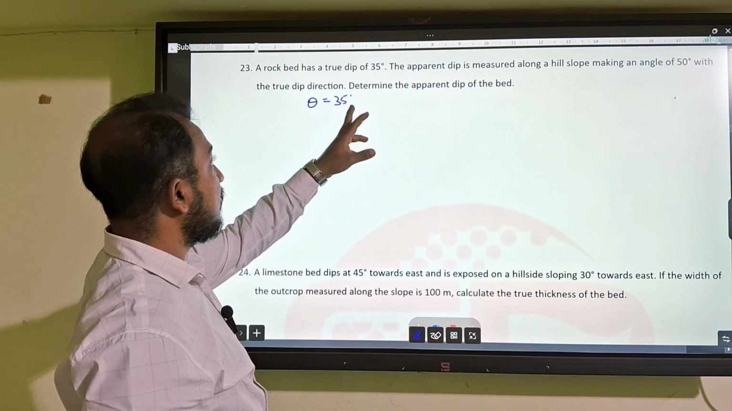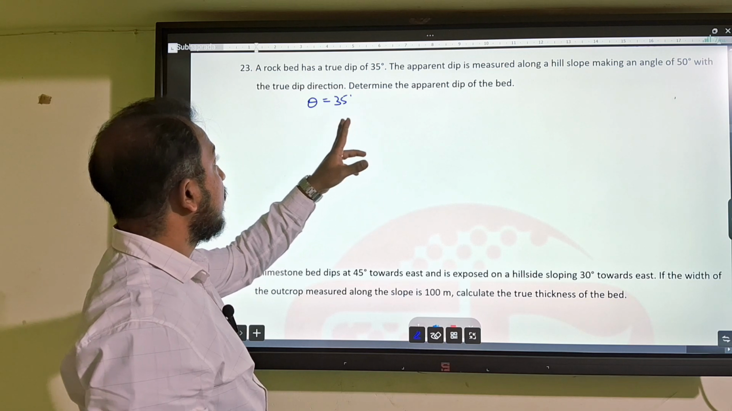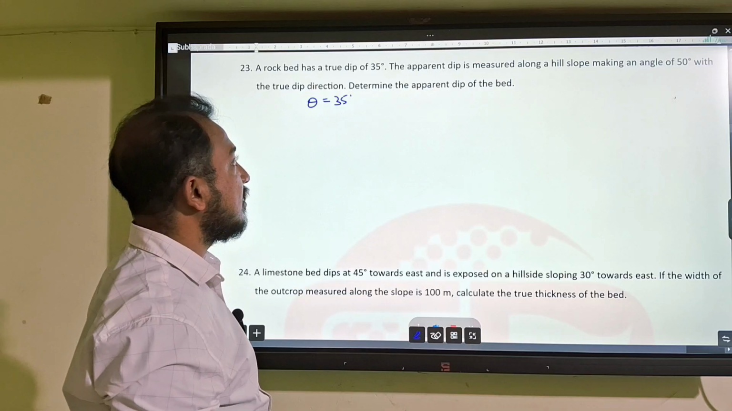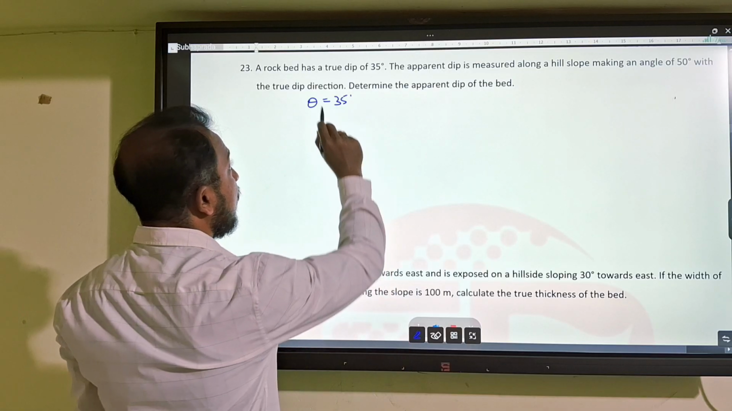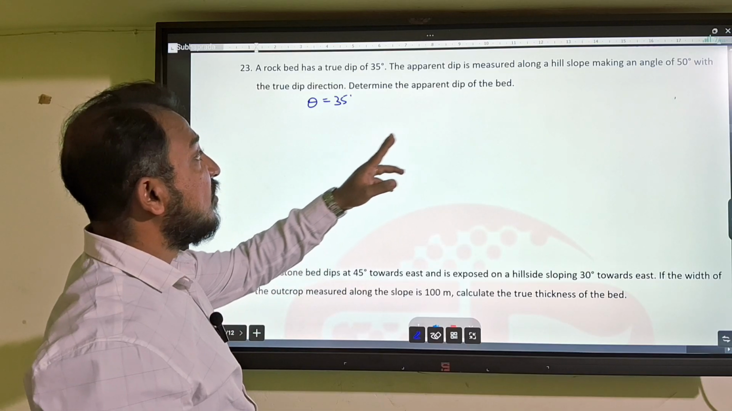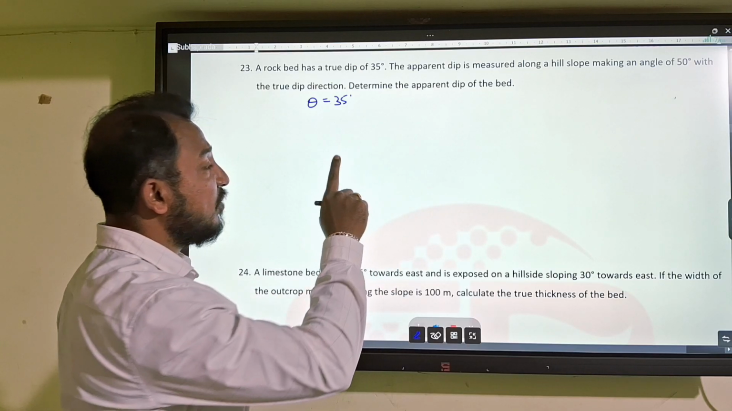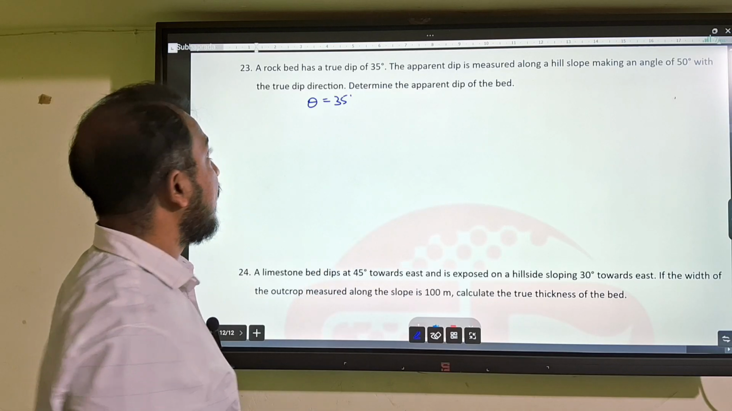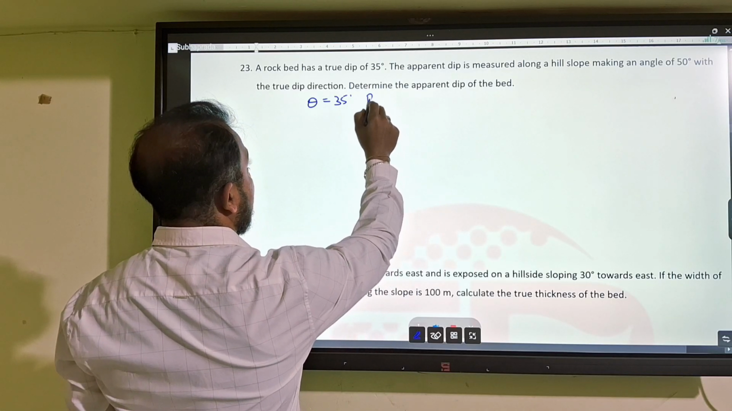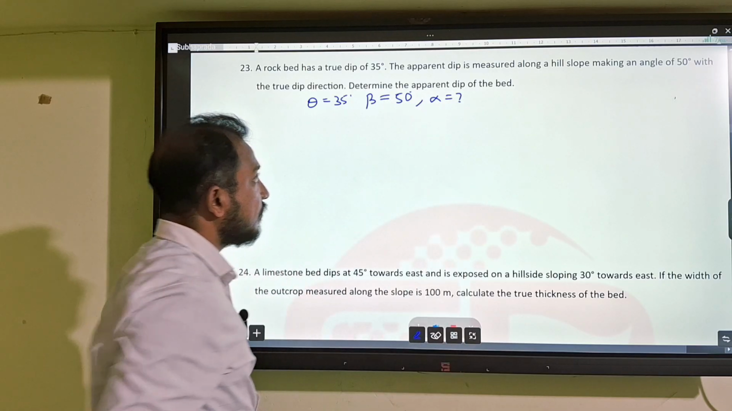This is the problem from the previous part of the video, so it is the direct tan calculation, the apparent dip calculation. The true dip is given as 35 degrees, and the dip is measured along a hill slope making an angle of 50 degrees with the true dip direction. That means beta is given as 50 degrees. So you have to calculate alpha.